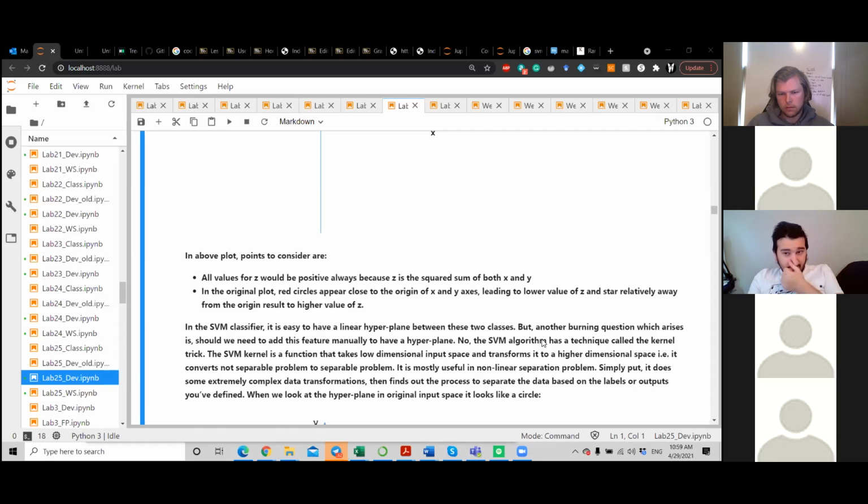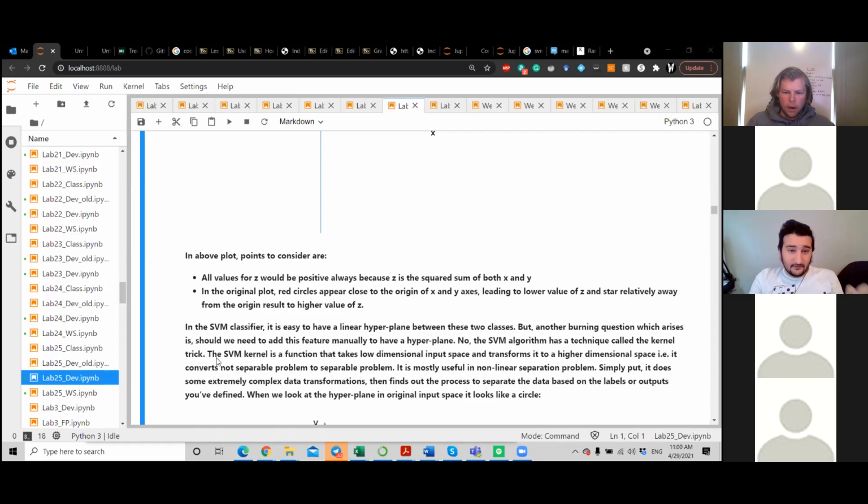But the question would be, should we need to add this feature manually every time we are dealing with a classification problem? And thank God, the answer is no. The SVM algorithm has a technique called the kernel trick. The SVM kernel, this is important.